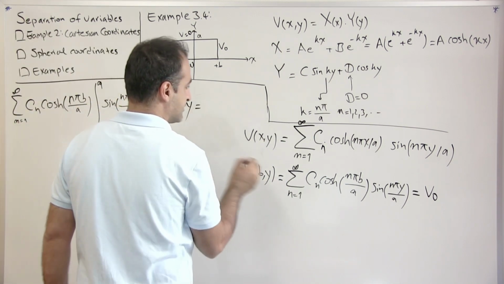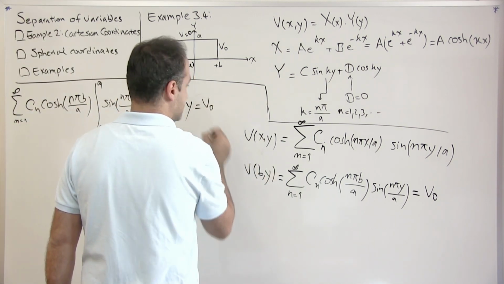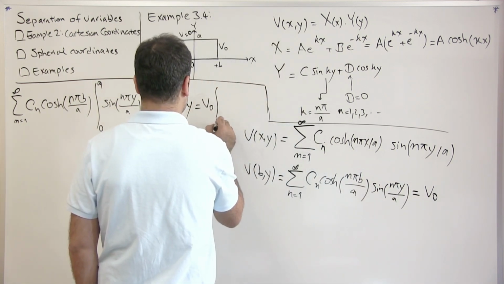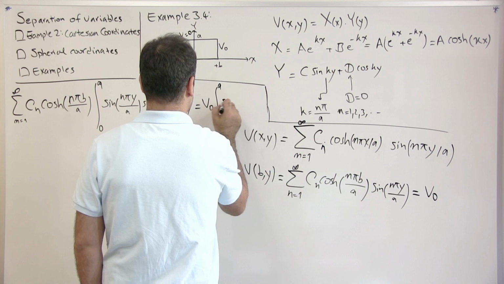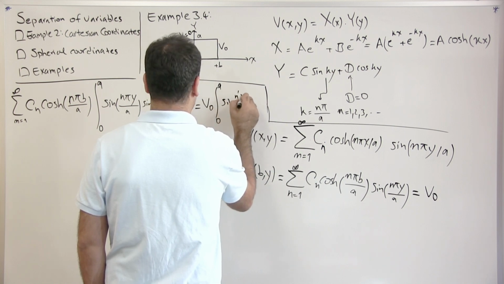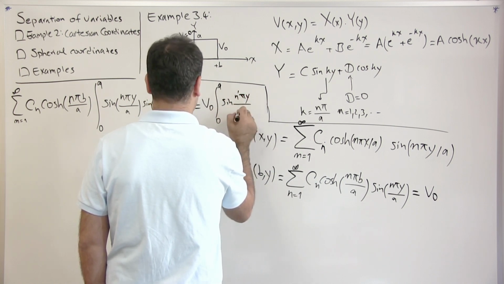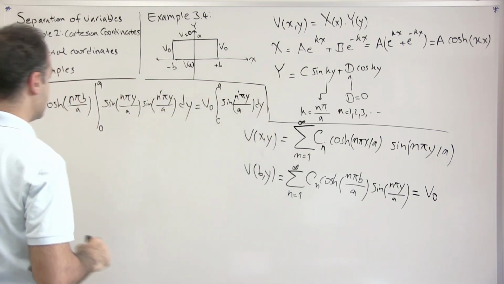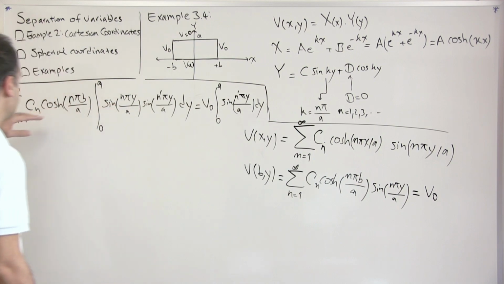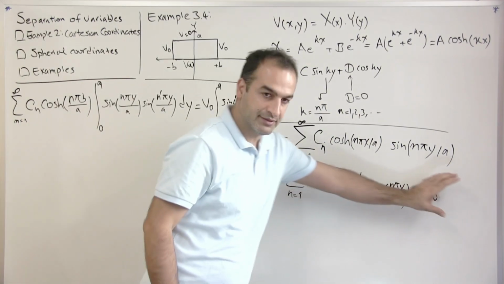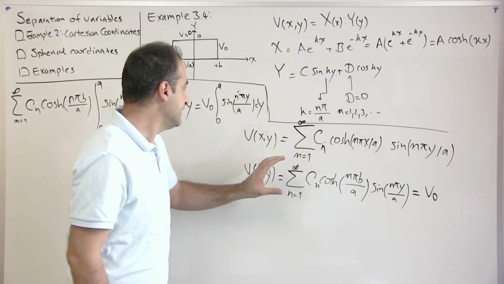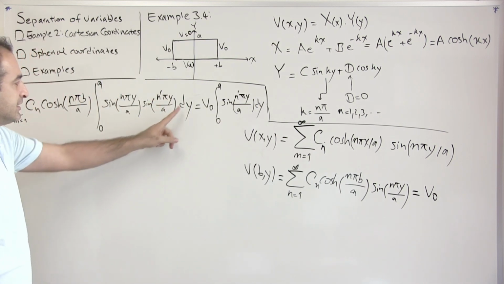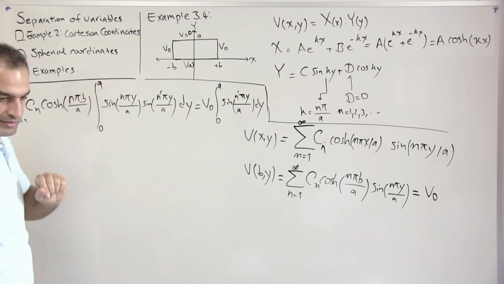The right-hand side is much more simple. It's just v0, a constant, times the integral from 0 to a of sine n prime pi y over a dy. Okay, so what I wrote here on the top is exactly the same equation. What I did, I multiplied both sides by sine n prime pi y over a dy, and integrated that from 0 to a.